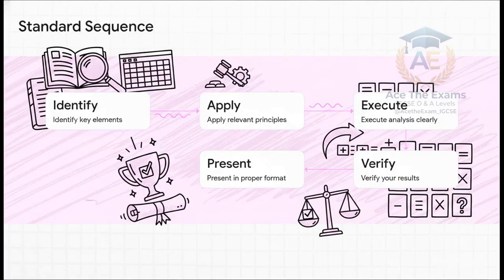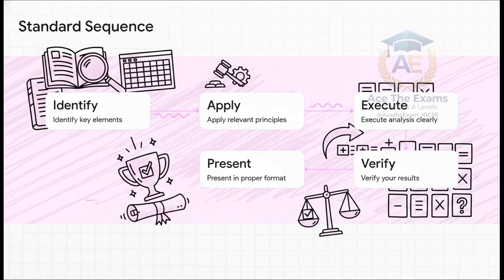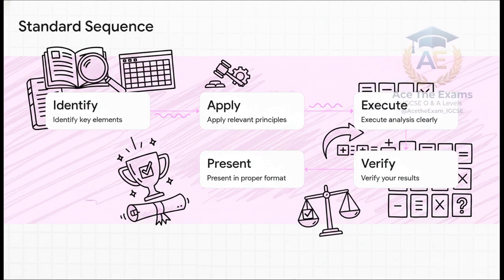But to actually unlock those method marks, you need a standardized chronological process. Here are the 5 exact steps you need to follow. First, identify the key elements from whatever complex text or table they throw at you. Second, apply the relevant accounting principles. Third, execute your analysis with very clear, highly visible working. Fourth, verify your results against the core accounting equation. And fifth, present the whole thing in the proper format. Honestly, stick to this sequence every single time you practice, and it will become second nature.